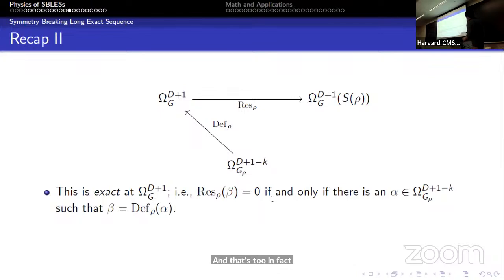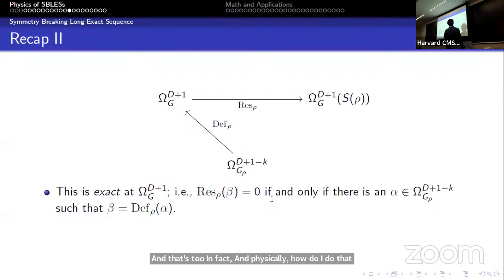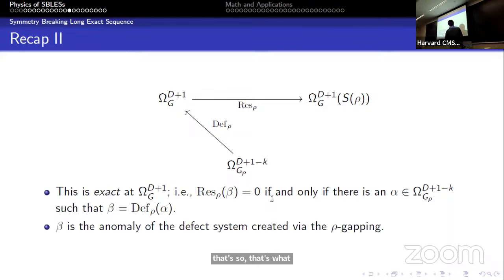In fact, it's an if and only if. And physically, how do I do that? If I start with a theory that maps to zero, the residual anomaly is zero, so it is rho gappable. I find such a rho gapping, and then I create this topological defect. Then I have a defect here, and the anomaly matching process has to be understood. So how do we create this? It is the anomaly of the defect system. Again, rho gapping is only possible if the residual anomaly vanishes. Maybe to a mathematician this is a pretty standard argument, but I'm trying to use physics.